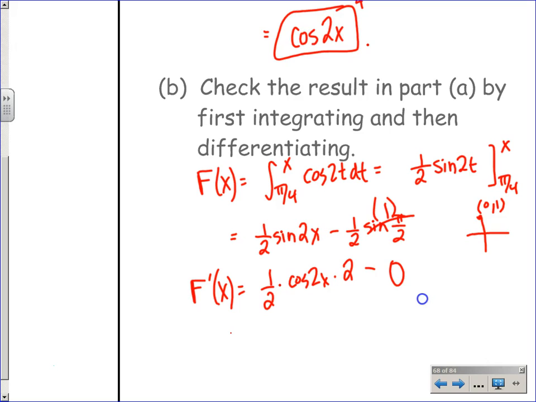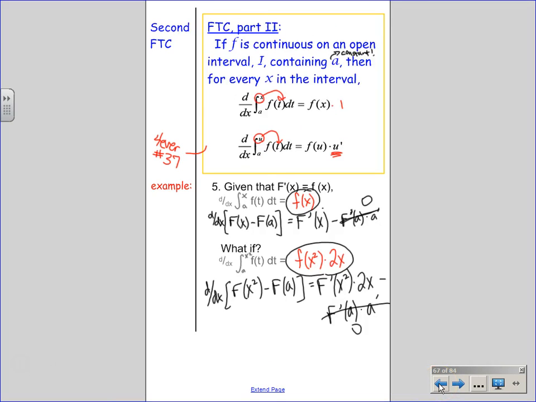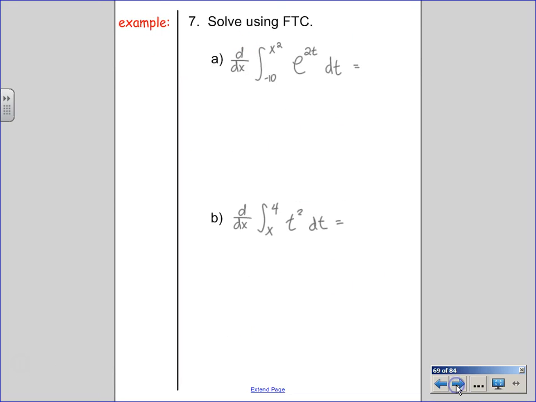Hey, guys, how did my FTC Part 2 do? Not too bad, huh? And who's easier? This one or that one? That one, but what do you got to know? Your forever card number 37. No, there's more? Wait, so don't do it the long way. Do it the short way. What's the short way say?